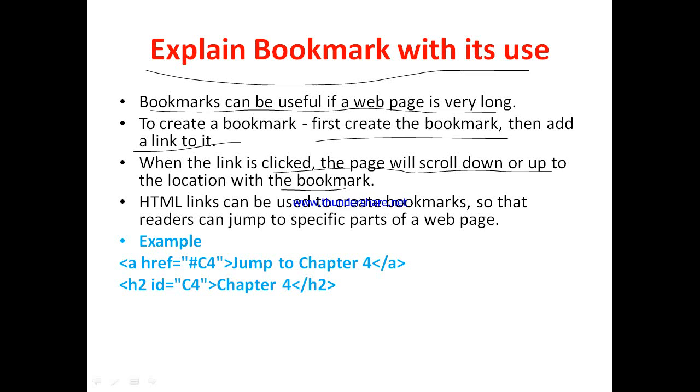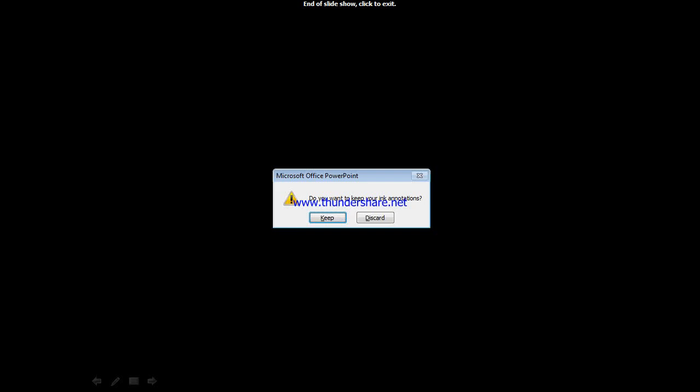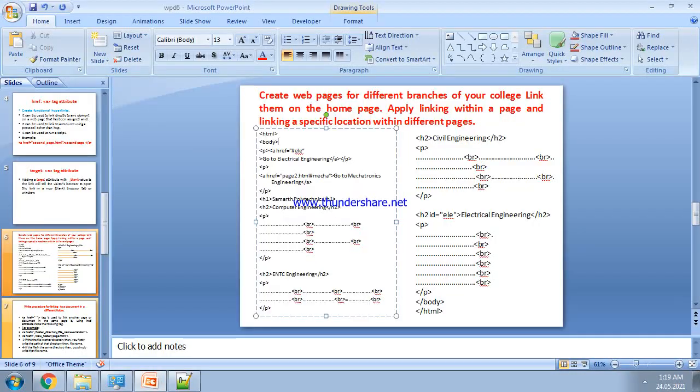HTML can be used to create bookmarks so that readers can jump to a specific part of the web page. Here suppose we have to jump to chapter 4. What is the value for chapter 4? The ID is C4. This ID value we have to specify in href, preceded by hash, and we specify the name here. When we click this link, jump to chapter 4, we jump to this section. This is the part on the bookmark. This is the part that we have seen of practical number 4.